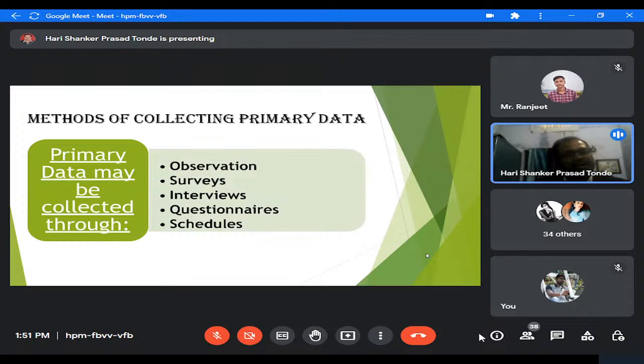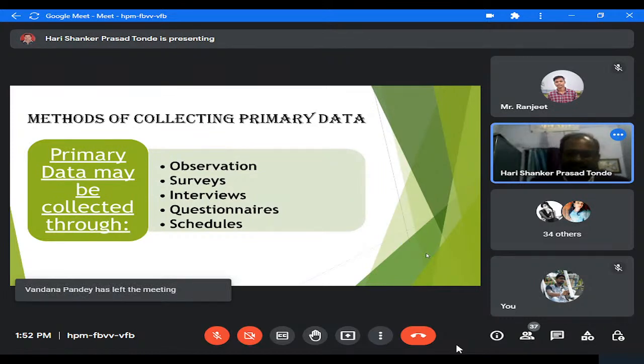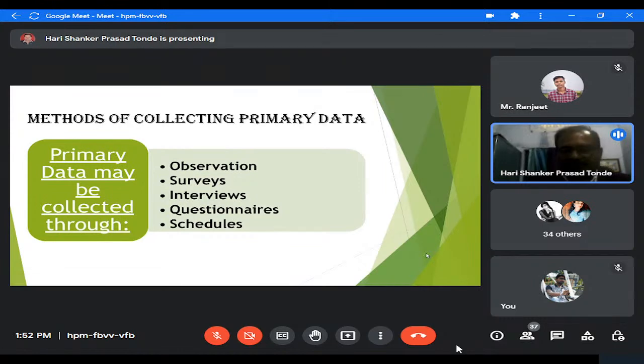Fourth one is the questionnaires. Questionnaires are very important. Why? Because we have a predetermined format of the questions, and with that format, we are getting answers from the concerned people. But it is directly and indirectly both. Schedules are also a method of collecting the primary data. So let us have a keen knowledge regarding these particular things.